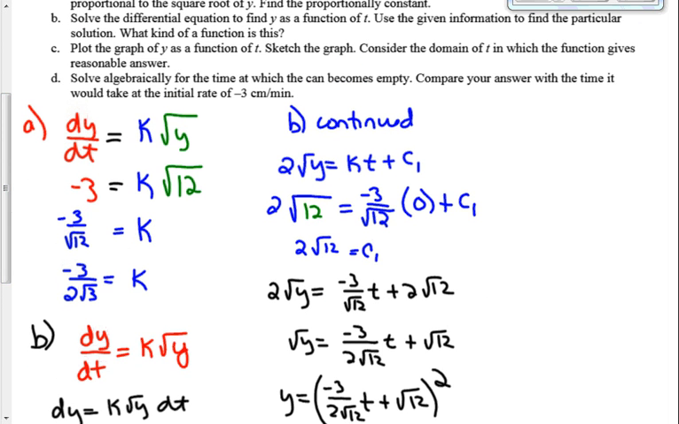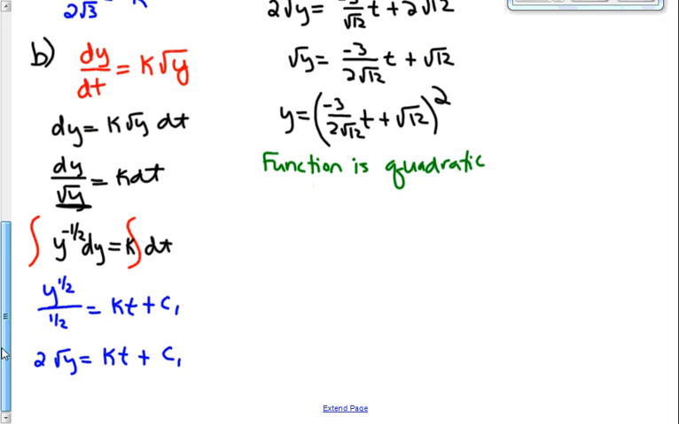Plot the graph of y as a function of t, sketch the graph. So, sorry, the plotting means pick up your calculator and put it in there. And then the sketching is get what you see, write it down. Consider the domain of t in which the function gives a reasonable answer. So what I'd like you to do right now is go ahead, pick up your calculator, enter this function into the calculator. Please be careful when you do that. And then draw a sketch. So please pause the video now to do that.